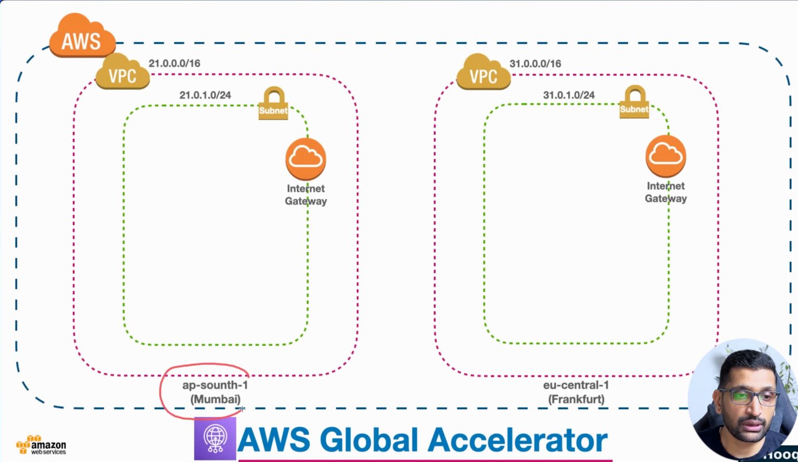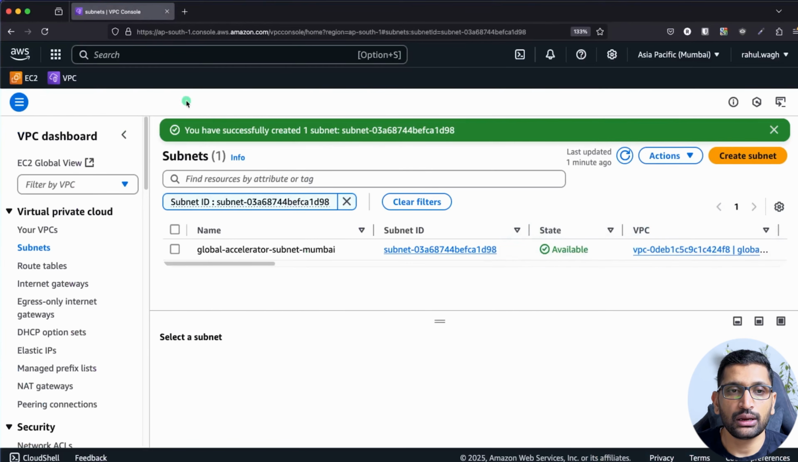So here, let's see in which region we are. So I think we were working previously in the Mumbai region. So I will create an internet gateway in this particular Mumbai region first. And then we will jump to Frankfurt, and then we will create an internet gateway over there. So I'll close this one, get back to my AWS portal, and here I'm in the Mumbai region.